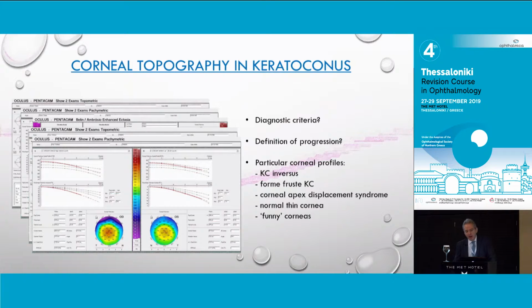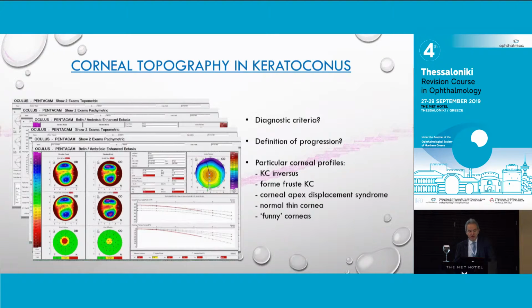And there are also other variations from the typical keratoconic ectatic cornea. We have the forme frustre keratoconus, where we see only minor changes, for example, in the posterior surface of the cornea. And there we need to use corneal biomechanics in order to facilitate valid diagnosis.